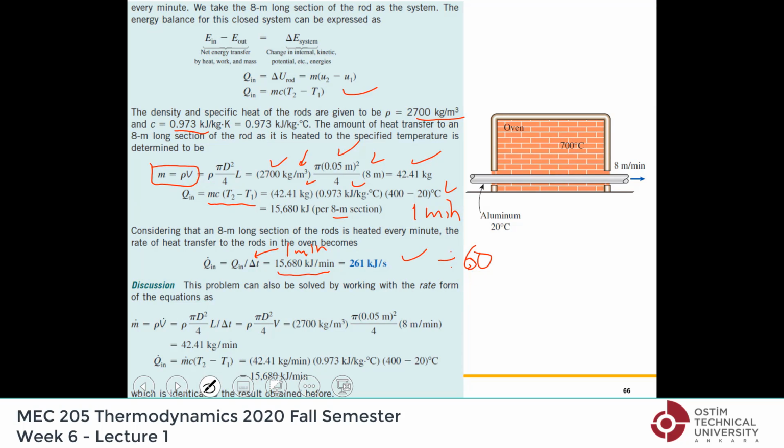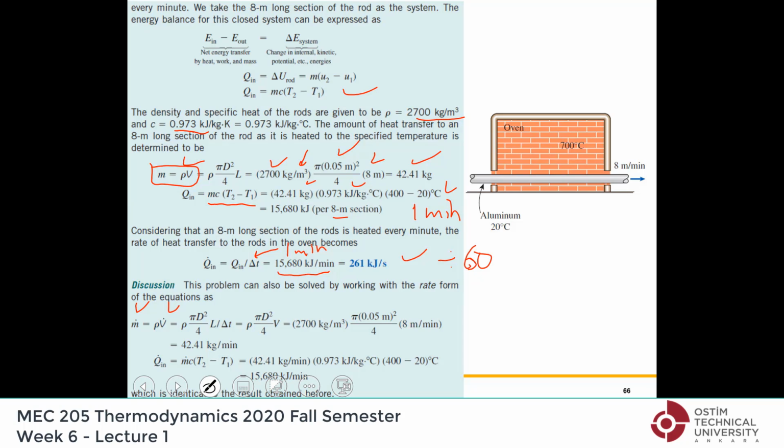Now, if you don't feel comfortable with this and you want to do things in the rate form, you can also do that. Now, m is rho times V, right? Divide by delta T, this relation. The left side will become mass flow rate, and the right side, the volume will become volume flow rate. The density doesn't change. That means mass flow per unit time, volume flow per unit time.